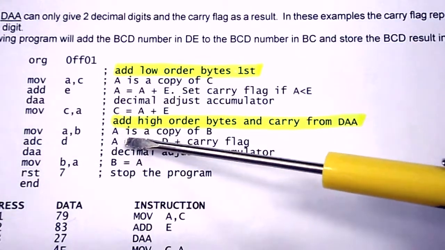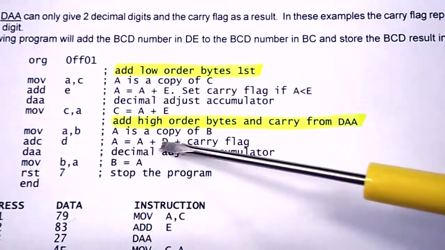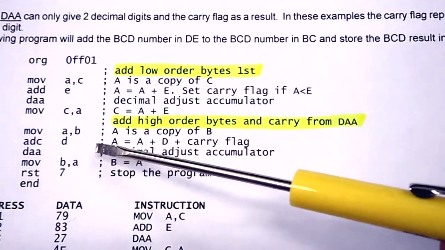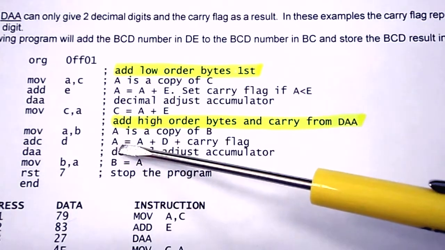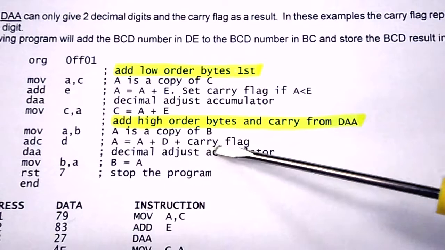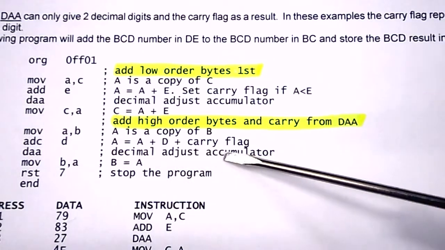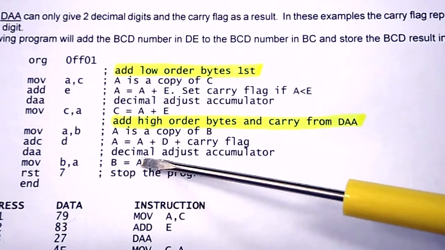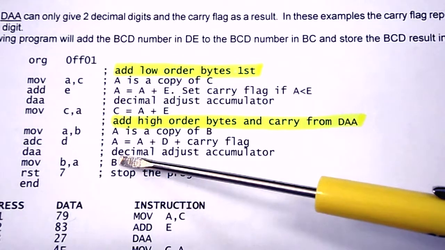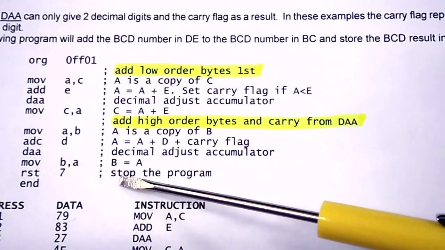So basically, for the high order, we're going to move B into A. So A is a copy of B. And then we're going to add with carry. A is going to be equal to A plus D plus the carry flag. Then we're going to decimal adjust that number. And then we're going to store A into B. So BC will now have our answer. And then we're going to do the restart 7 to stop the program.